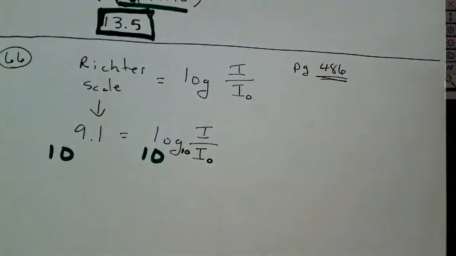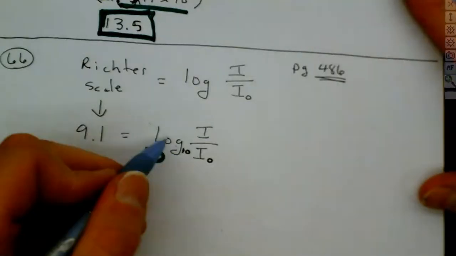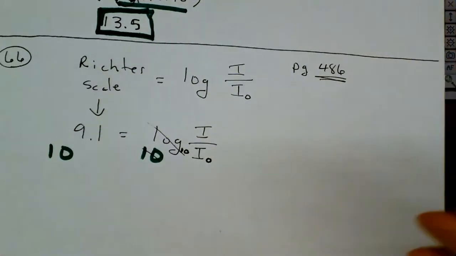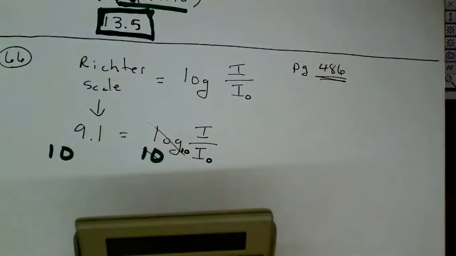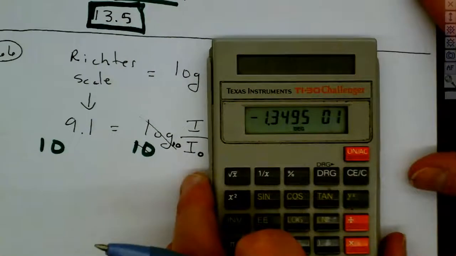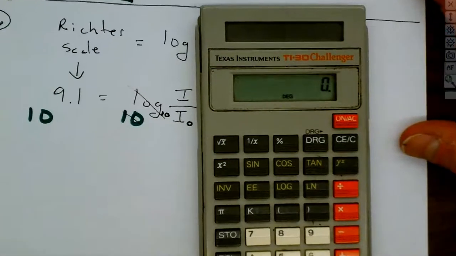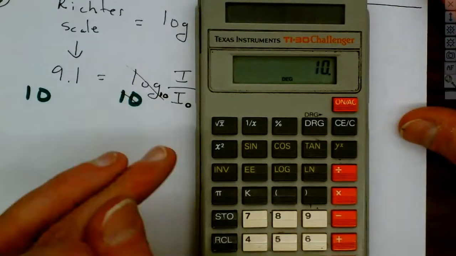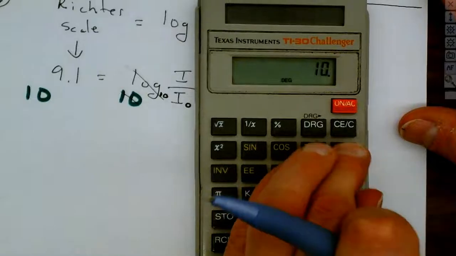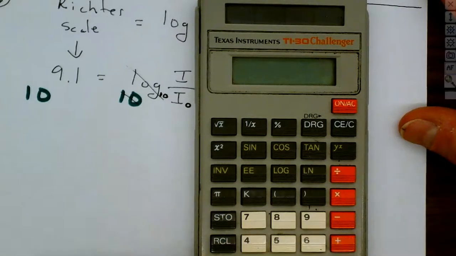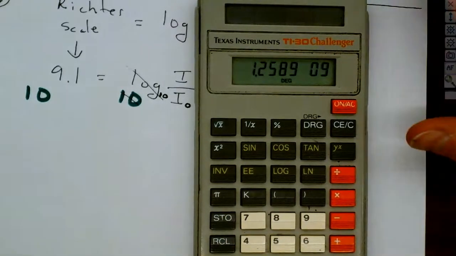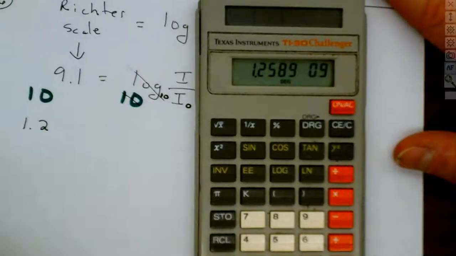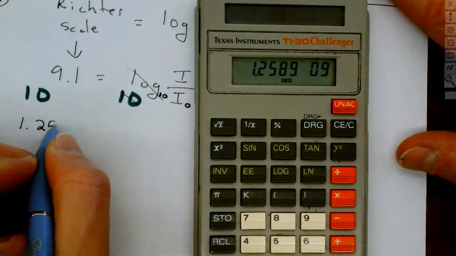Now, when we work this out, log base 10 and the power 10 cancel. And so now, what do we know about 10 to the 9.1 power? It's going to be a huge number. So we hit 10, then our y to the x key or a caret key, 9.1, and it gives you this, which is in scientific notation.